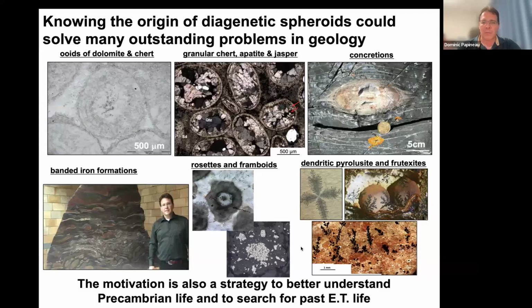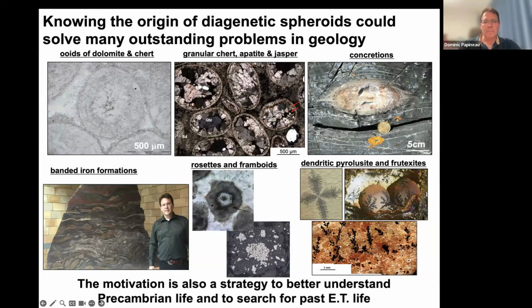There's rosettes and rhomboids, beautiful examples here, as well as pyrolusite occurring sometimes on botryoidal minerals, or in this case in a concretionary boulder from the deep sea in the Mariana Trench, with beautiful examples of these called frutexites, microscopic dendrites. So this is another primary motivation of this work.